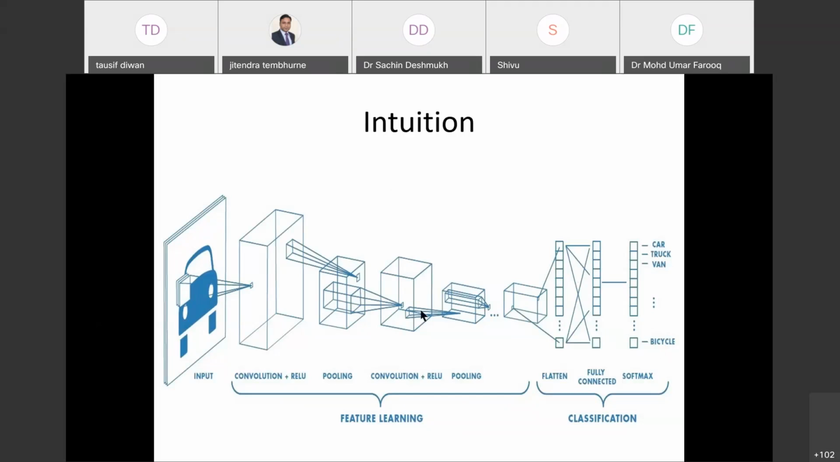So the problem has two parts. The first one is feature learning and the second one is classification. The feature learning is done with the help of convolutional layers and the classification is done with the help of fully connected layers. This convolutional operation extracts the features, followed by pooling. We will see what a convolutional layer is, how it is computed, what ReLU is, what we mean by pooling, and what the types of pooling are in the subsequent slides.